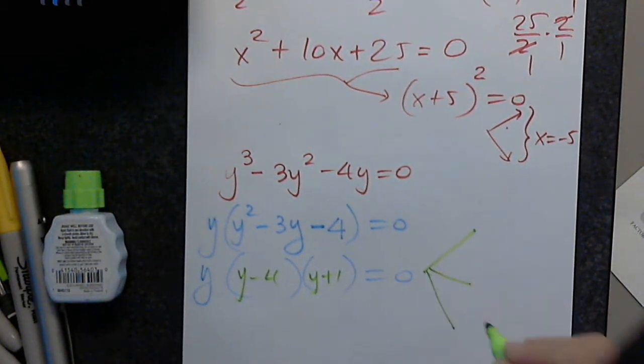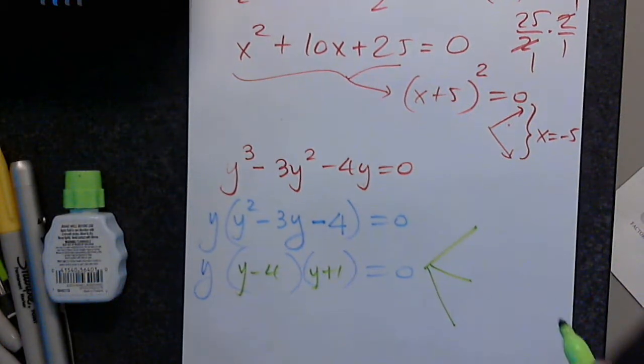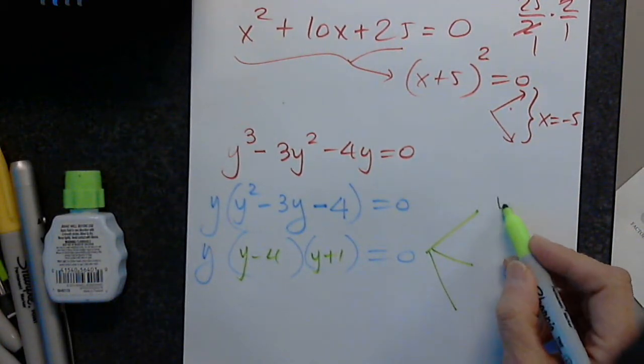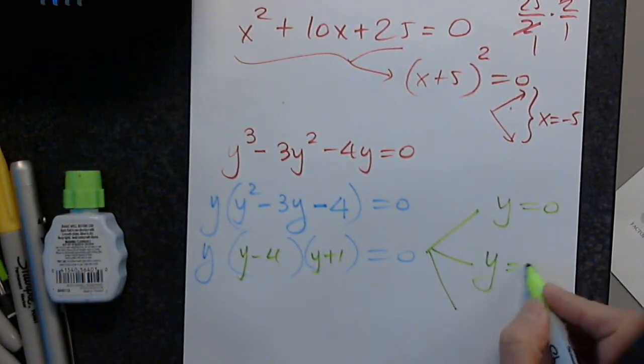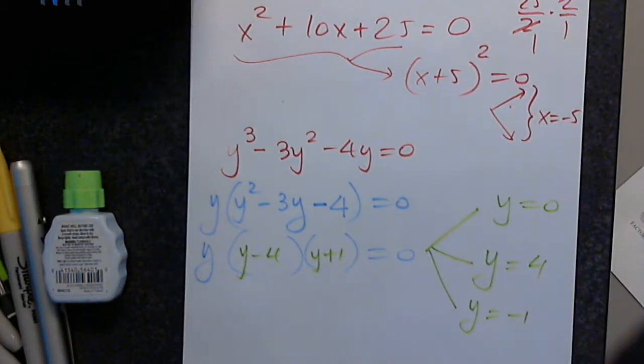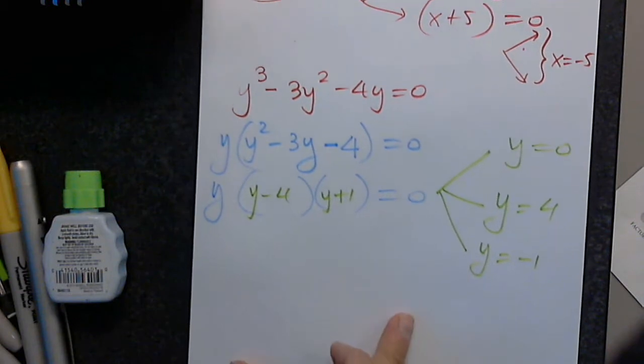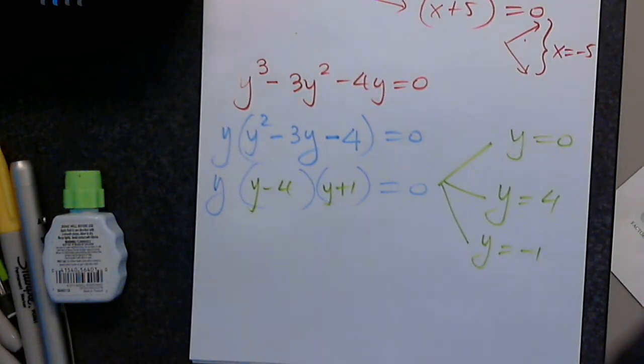Now I want 3 solutions from you, please. Wouldn't the first one be y equals 0? Excellent. And then positive 4, and -1. Very good. Questions on this problem?